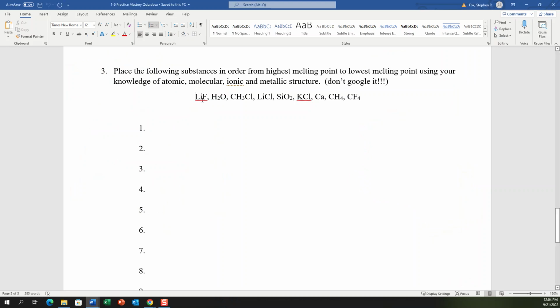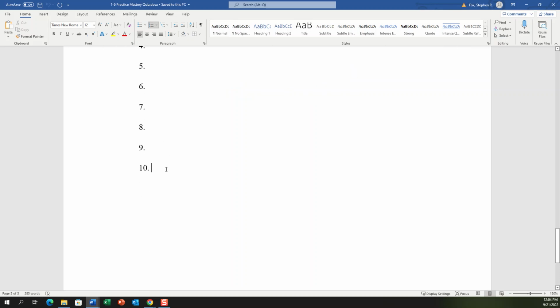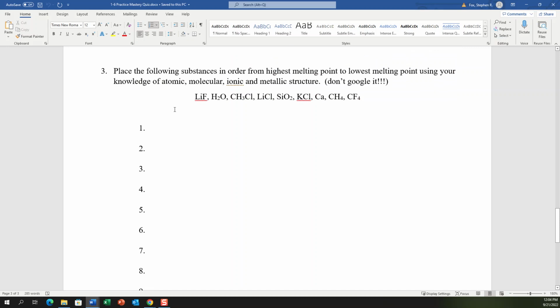Given a list of different substances, some of these things are ionic, some are covalent, some are maybe new to us that we haven't really gotten into yet. And here is a metal element, right? So we have a bunch of compounds, but then we have this element over here, calcium, a metal. And we want to rank these from highest boiling point to lowest boiling point, or highest melting point to lowest melting point. So really what we're saying is the strongest structure to the weakest structure. That's really what we're trying to rank, okay?